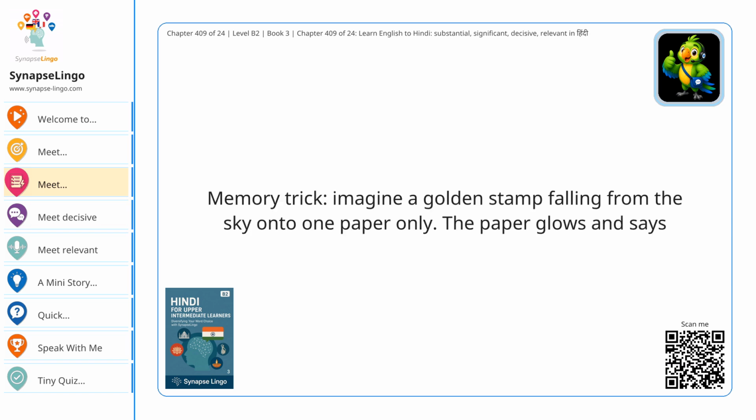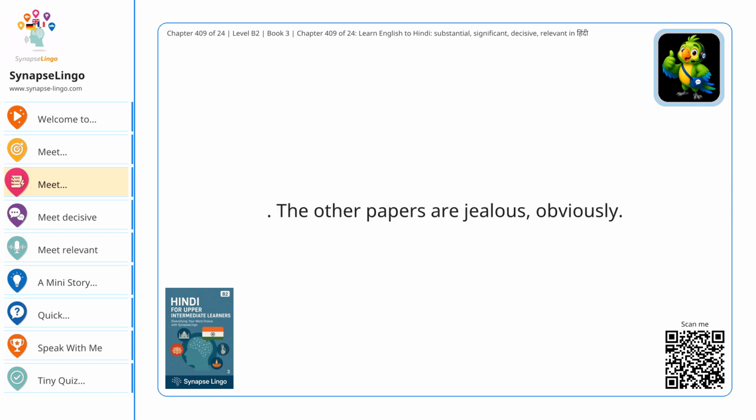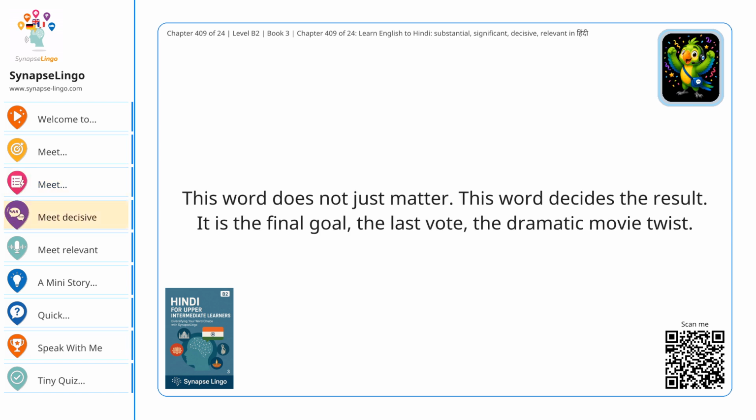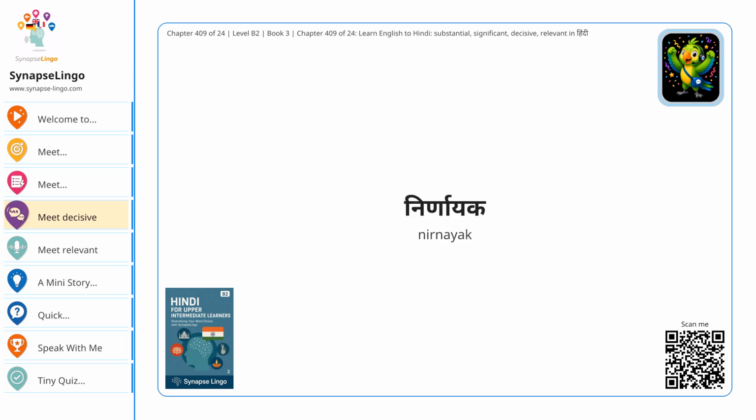Memory trick. Imagine a golden stamp falling from the sky onto one paper only. The paper glows and says महत्वपूर्ण. The other papers are jealous, obviously. Meet decisive. This word does not just matter. This word decides the result. It is the final goal, the last vote, the dramatic movie twist. Decisive in Hindi is निर्णायक.